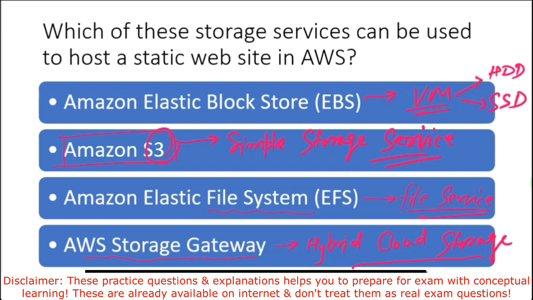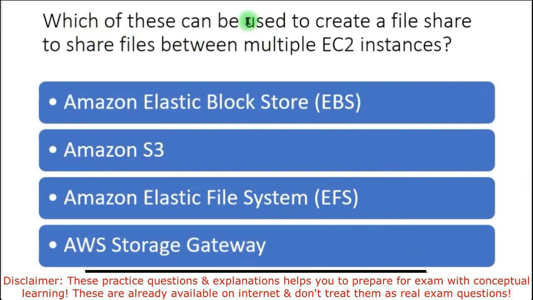Let's talk about the next question now. In this question, they are asking which of these can be used to create a file share to share files between multiple EC2 instances. The options are Amazon Elastic Block Store, Amazon S3, Amazon Elastic File System, Amazon Storage Gateway. So now you understood why I asked this. That question is very important because here we are covering 4 different storage services. So for the file servers, we will use Amazon EFS.